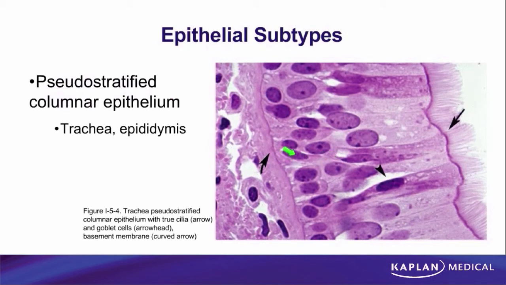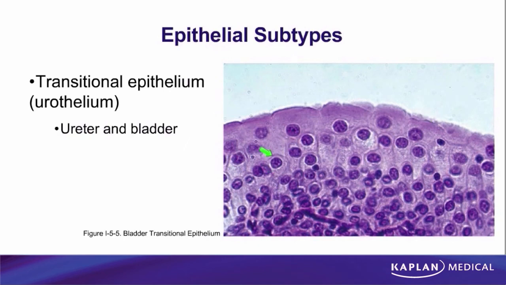So we have these columnar cells. Some of them are very tall, so they go from the basement membrane all the way out to the lumen. Some of them are not as tall. Some of them are even shorter. So they have their nuclei in different positions, giving it this pseudostratified appearance. Pseudostratified columnar epithelium is an epithelium that we'll see in a good bit of the respiratory system. So this is actually from the trachea. Okay.